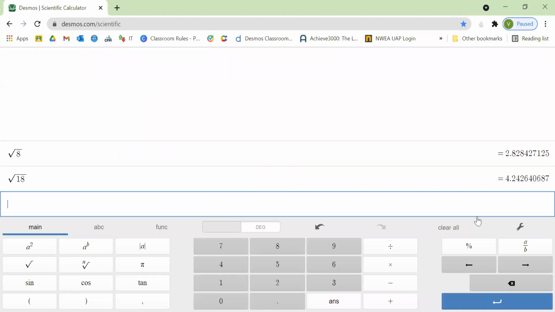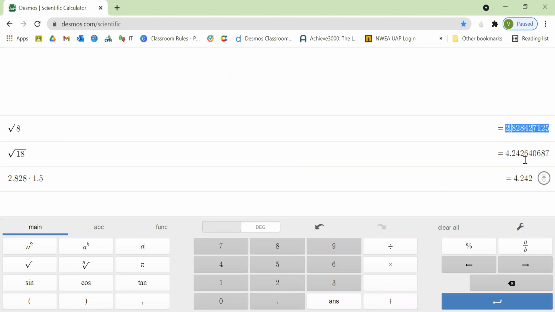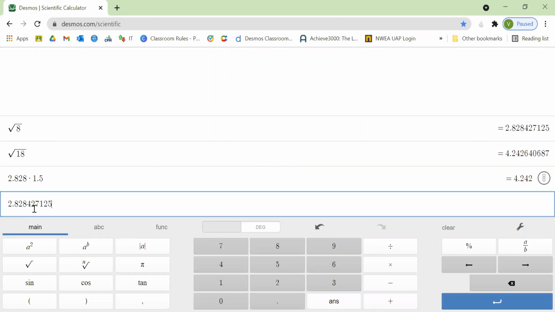So 2.828 times 1.5, it gives us about 4.242, and that's because we rounded, right? If we did the exact number, so I'm going to copy paste 2.828427125, and we multiply that times 1.5, then we would get the exact same answer.